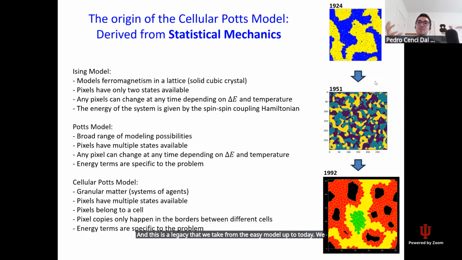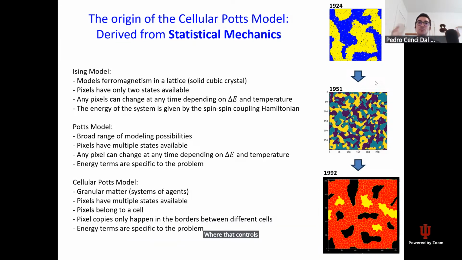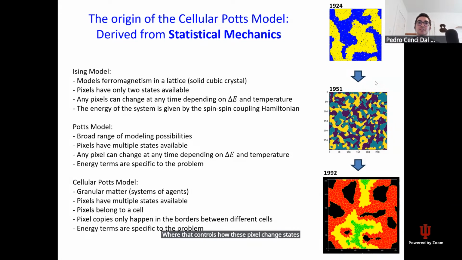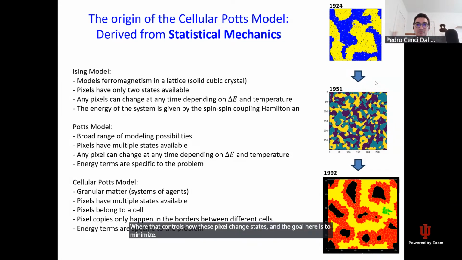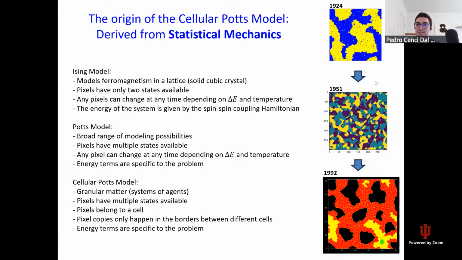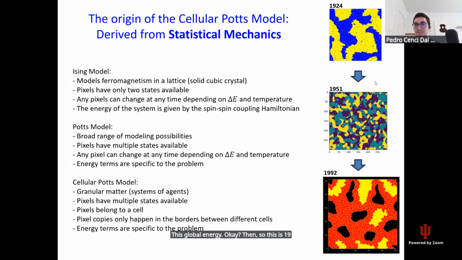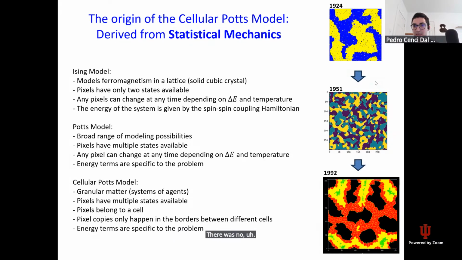We have an energy function that controls how these pixels change states, and the goal here is to minimize this global energy. Okay? So this is 1924. There was no computation yet.